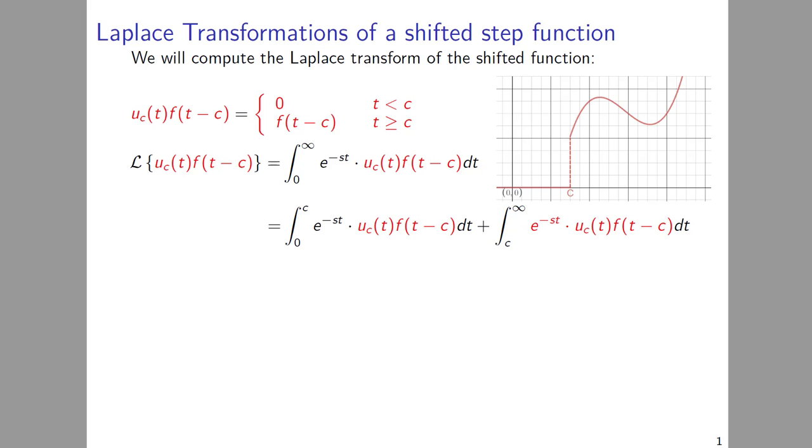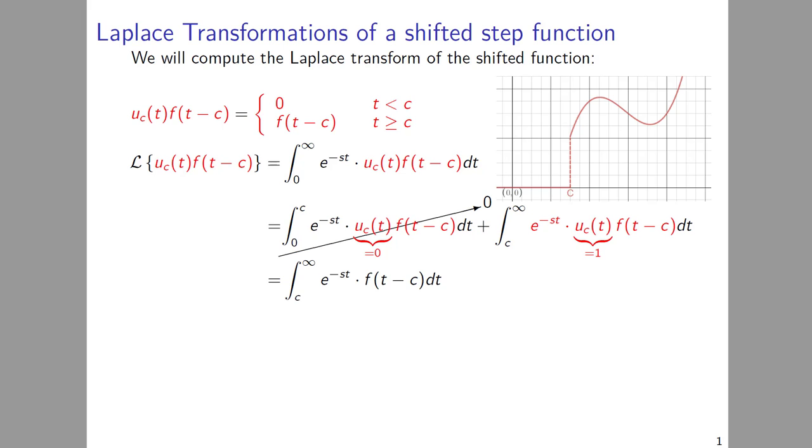In the first integral from 0 to c, u sub c is 0, and in the second integral, u sub c of t is 1. Focusing on the first integral, since u sub c of t is 0, that entire integral will be 0. And we're left with just the integral from c to infinity of e to the negative st times f of t minus c dt. To proceed with this integral, we'll make a substitution v equals t minus c.